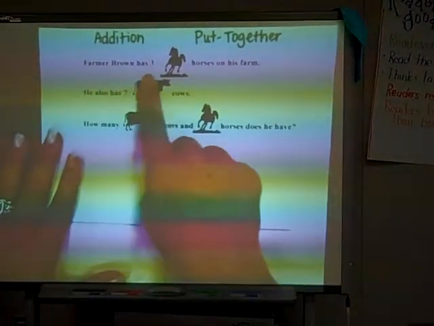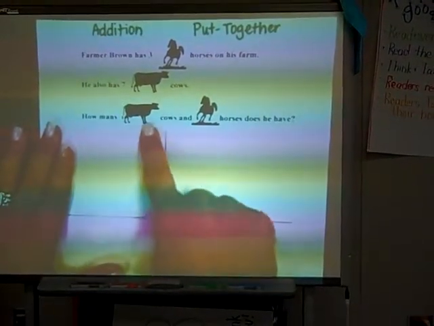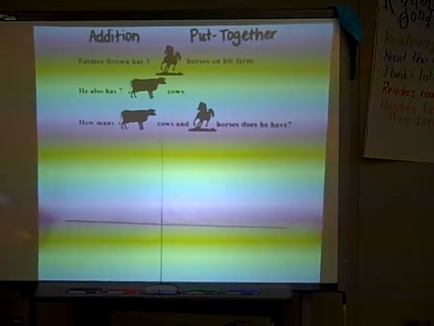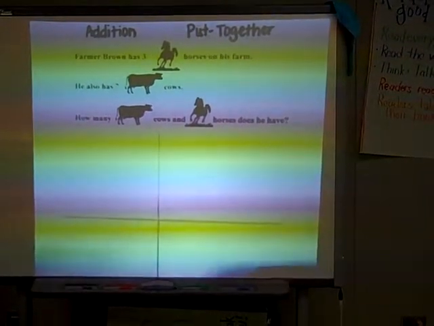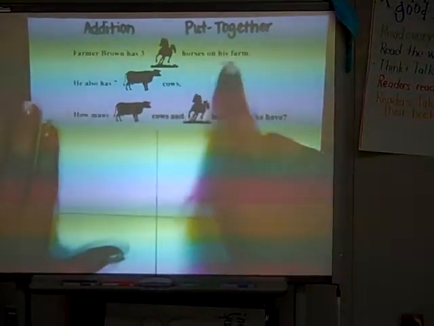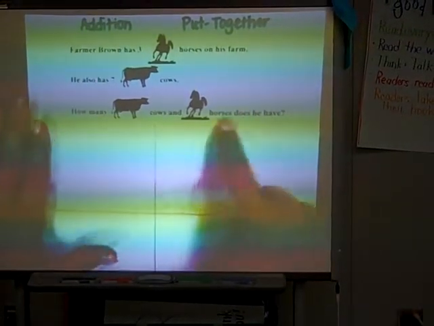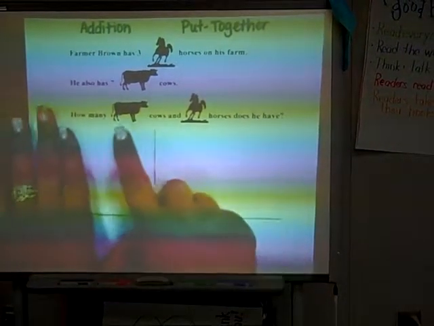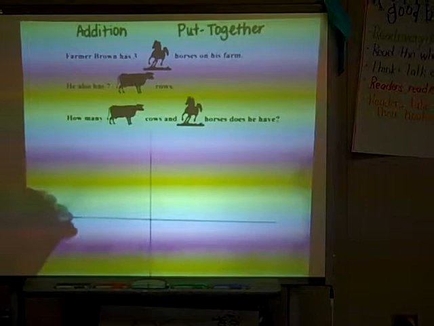So the first thing we do is read the story. It says, Farmer Brown has 3 horses on his farm. He also has 7 cows. How many cows and horses does he have? I ask my students, what is their brain telling them? Does their brain tell them that they're doing put together, or does their brain tell them that we're doing takeaway? And their brain should be thinking, oh, I'm doing put together because I'm putting together the cows and the horses. So our brain is already thinking that we're doing put together.